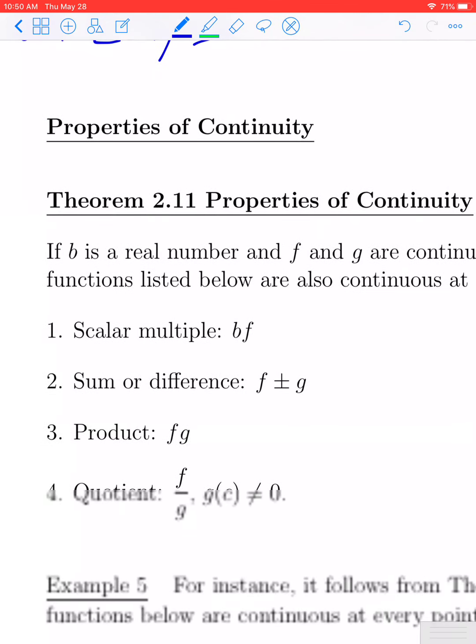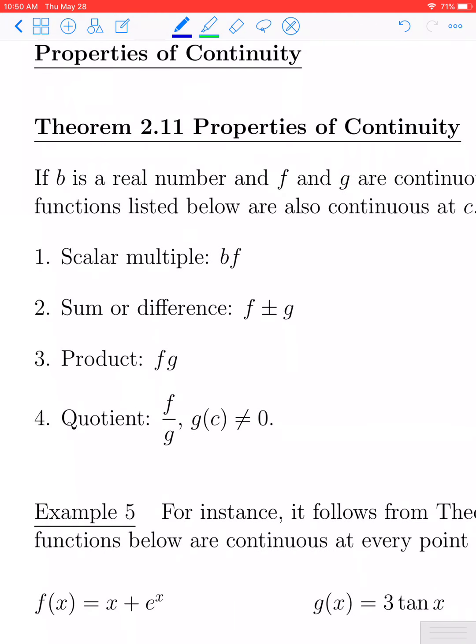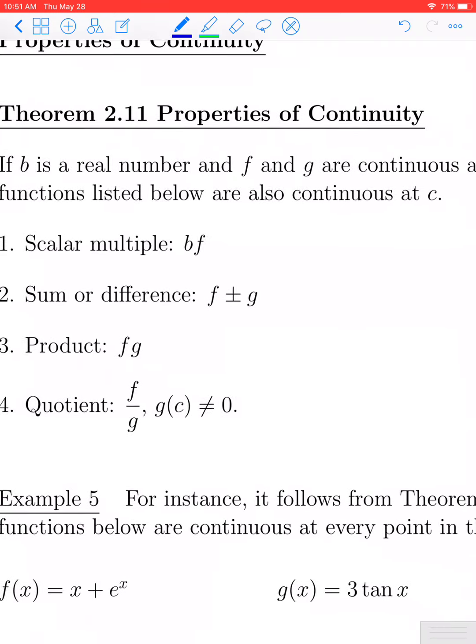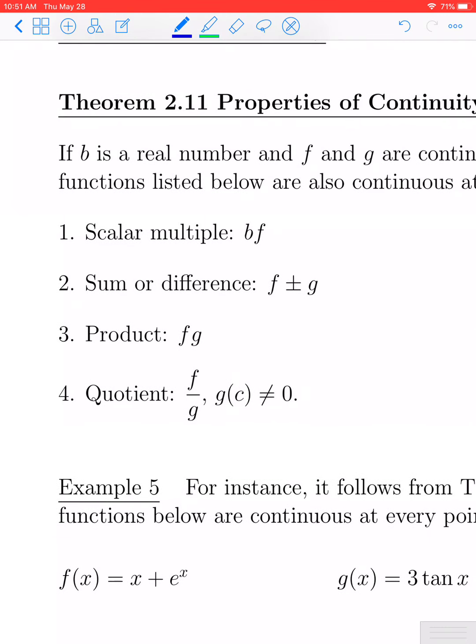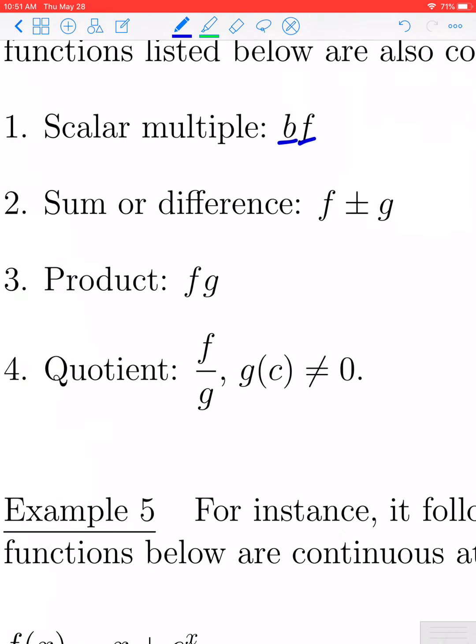There are many important properties of continuity that we will use. This is Theorem 2.11. Let's suppose that b is a real number and f and g are continuous functions at the point x equals c. Then simply taking the function and multiplying it by a scalar, that resulting function will also be continuous at x equals c. If you take two functions and you add or subtract them, then their results will also be continuous at c.